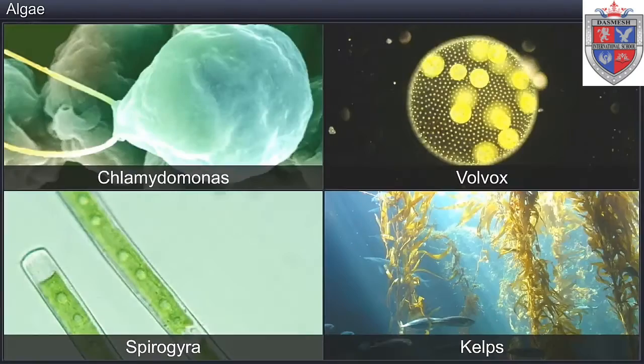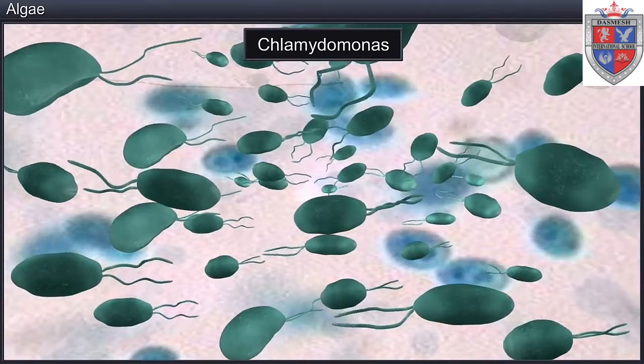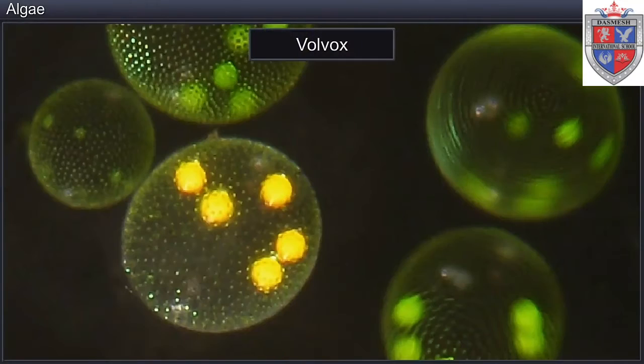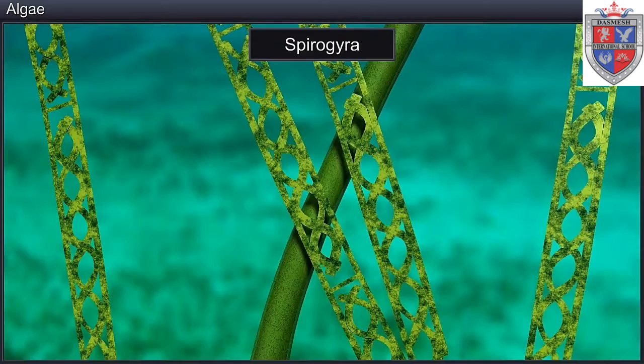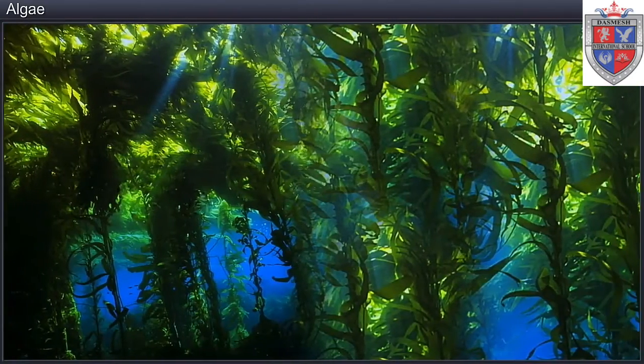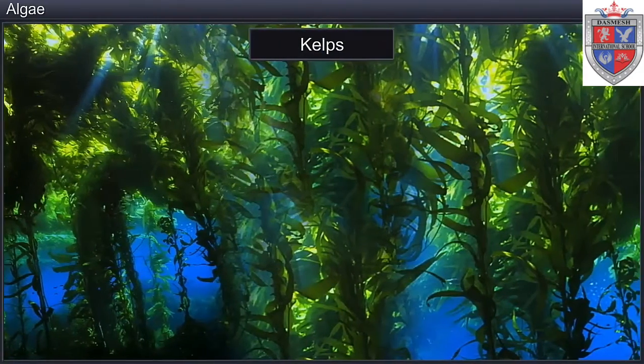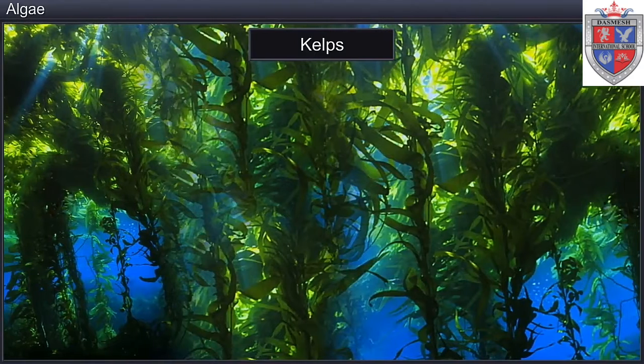The form and size of algae is highly variable. The size ranges from microscopic unicellular forms like Chlamydomonas, to colonial forms like Volvox, and to the filamentous forms like Ulothrix and Spirogyra. Even a few marine forms such as Kelps can form massive plant bodies.